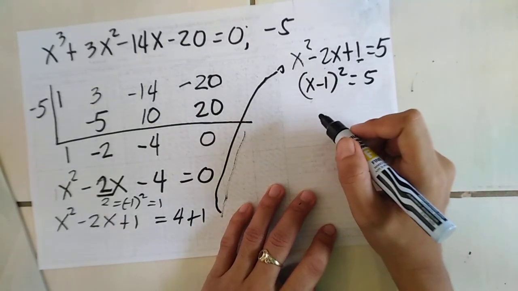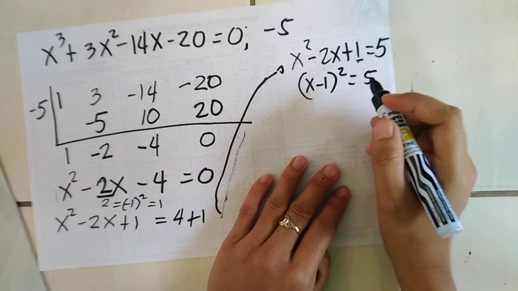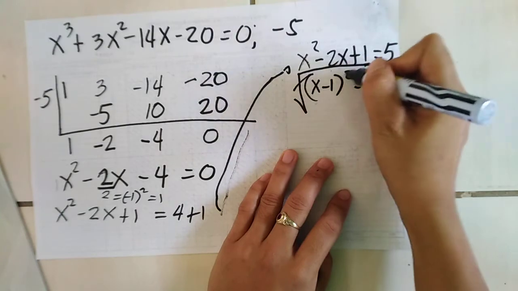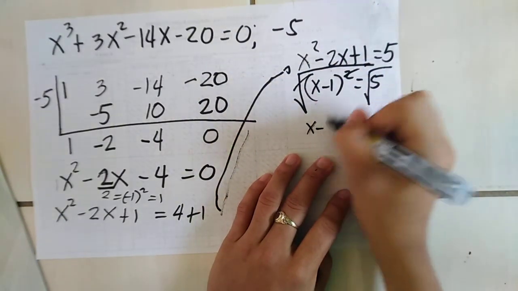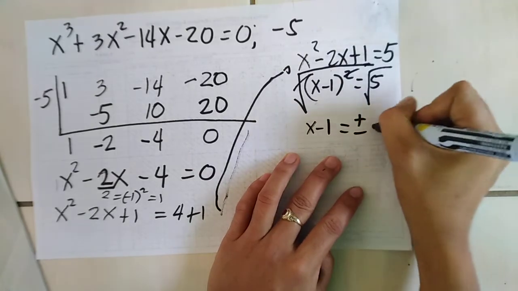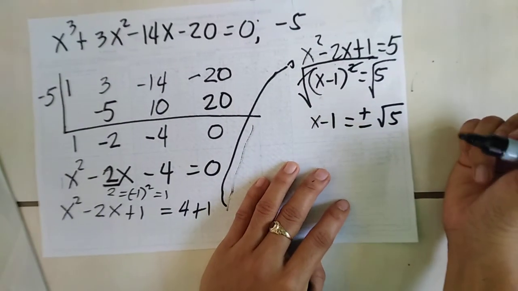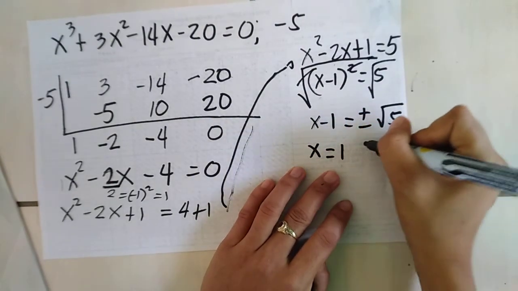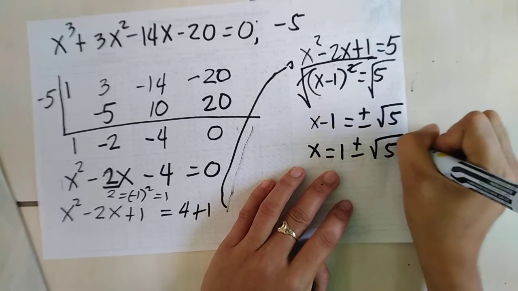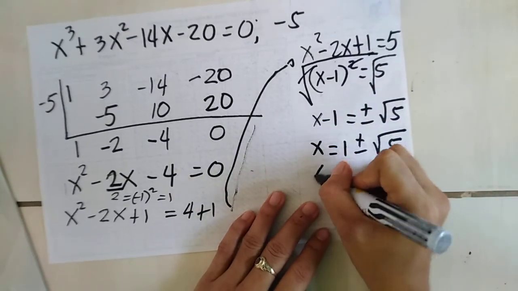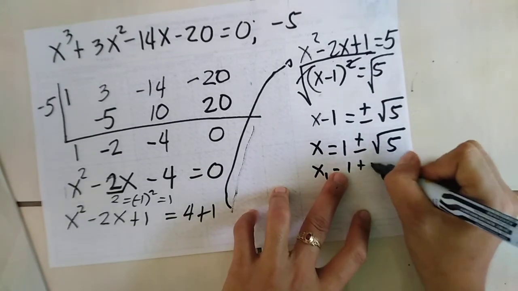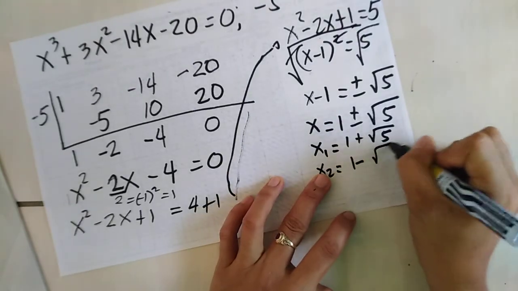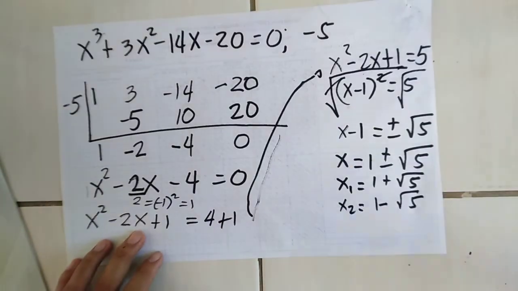Then after this, we are going to extract the square root, so that the square is cancelled. We get x minus 1 equals plus or minus square root of 5. Then transpose 1: x equals 1 plus or minus square root of 5. So these are the roots: x sub 1 equals 1 plus square root of 5, and x sub 2 equals 1 minus square root of 5.